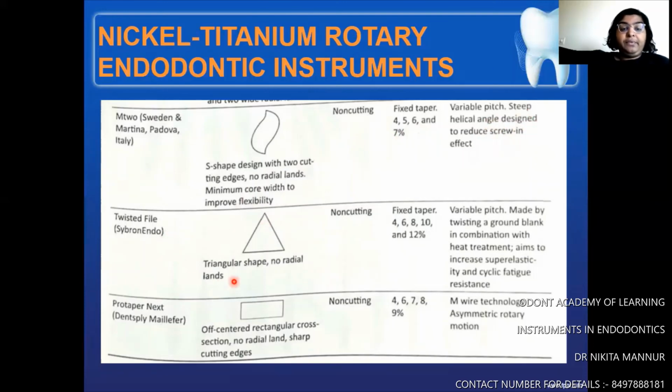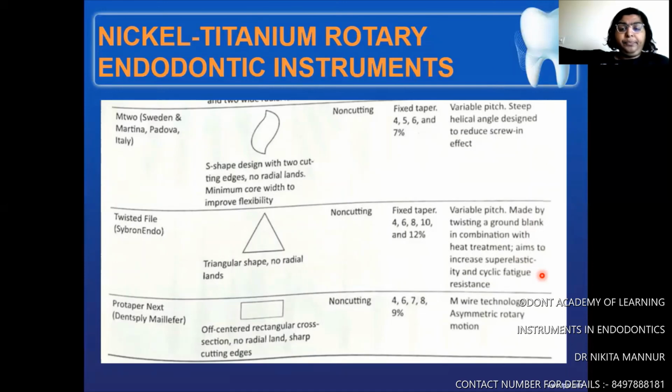Coming to the twisted file, it has a triangular shape, no radial land, non-cutting tip. This file is not made by grinding and twisting. It is made by twisting the file as a whole. So only one single unit is twisted repeatedly in order to increase the strength of the file. It has a variable pitch. It is made by twisting a ground blank in combination with heat treatment, which aims to increase superelasticity and cyclic fatigue resistance.